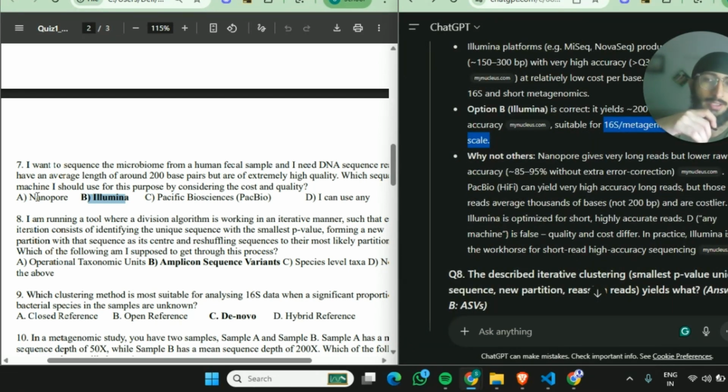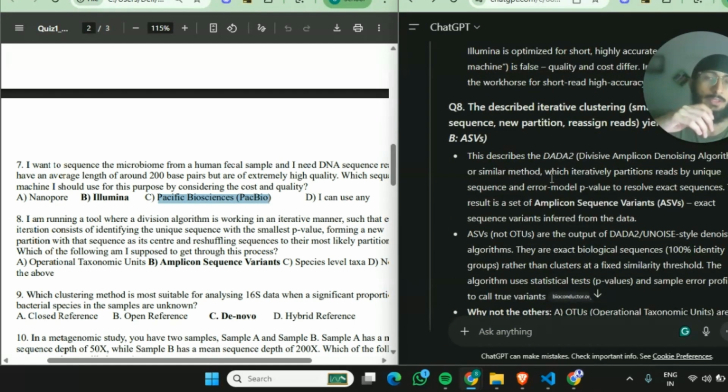Now, why not the others? Nanopore gives very long reads but lower raw accuracy, around 85 to 95% without extra error correction. Then PacBio, that is Pacific Biosciences, can yield very high accuracy long reads, but those reads average thousands of bases, not 200 base pairs, and are costlier. And Illumina is basically optimized for short, highly accurate reads, right? So that is our answer.